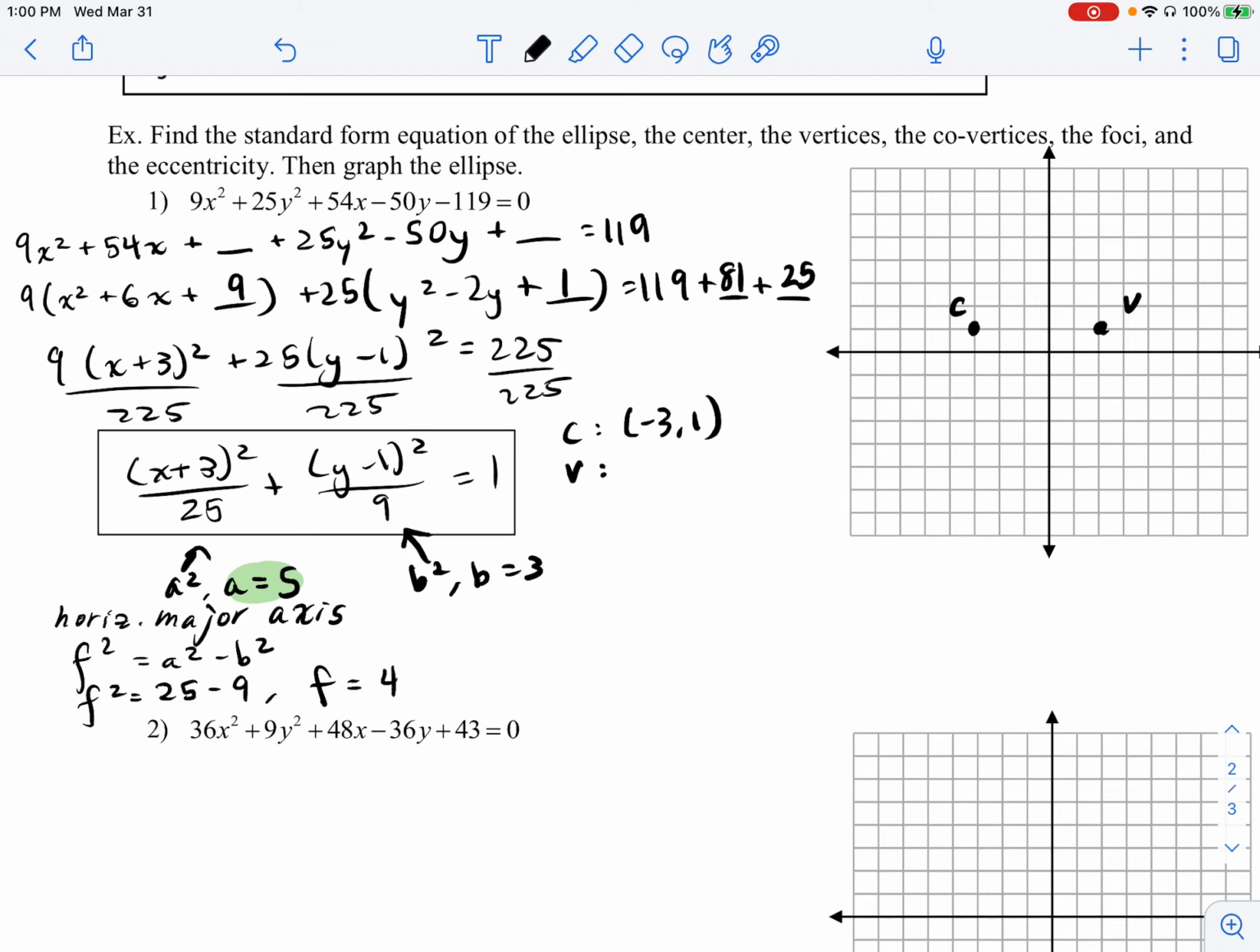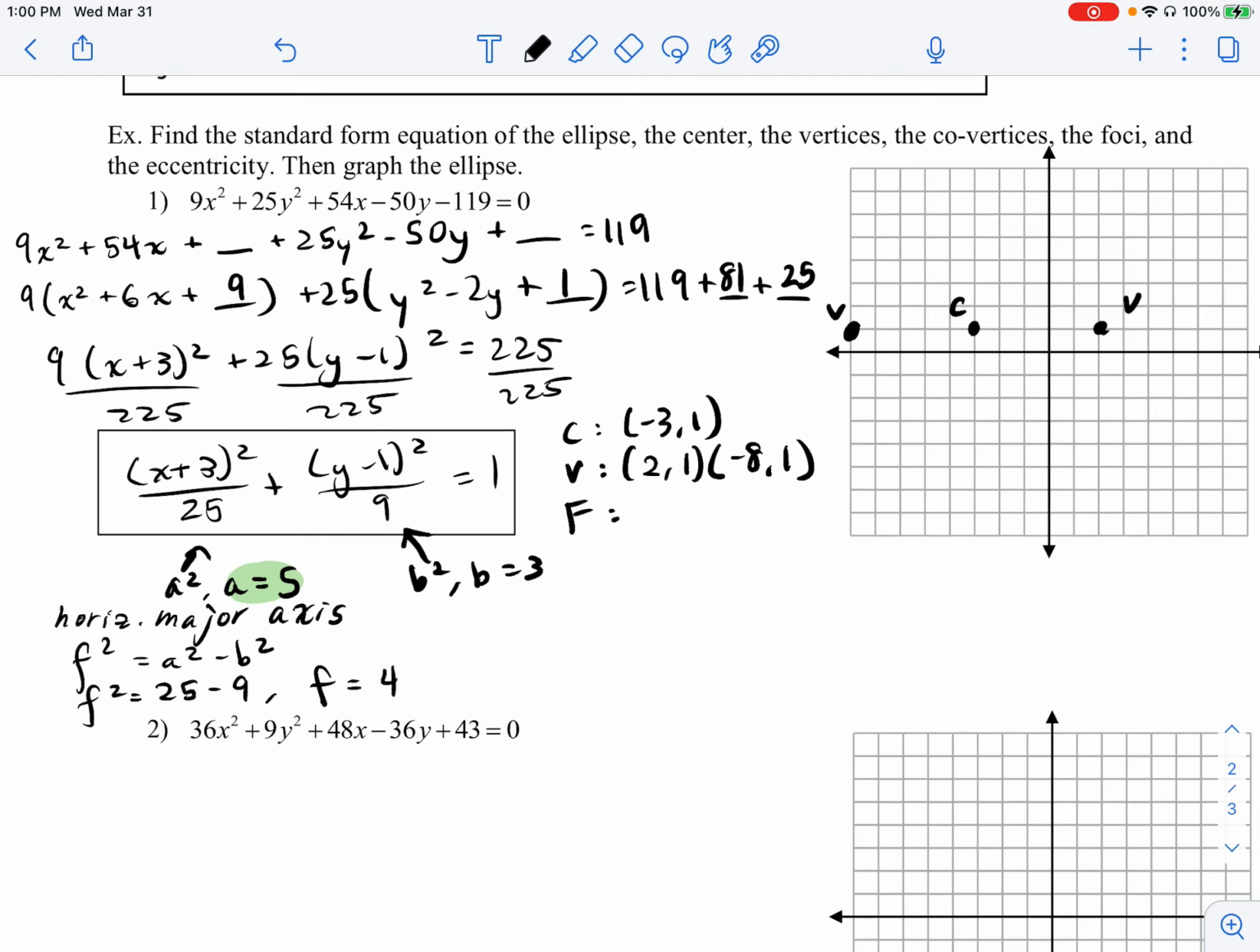Or I could just go ahead and add and subtract this to my x value of my center. So negative 3 plus 5, we said was 2. Negative 3 minus 5 is negative 8, 1, which means right over here, there's my other vertex. And I know that my foci are going to be 4 units away on each side.